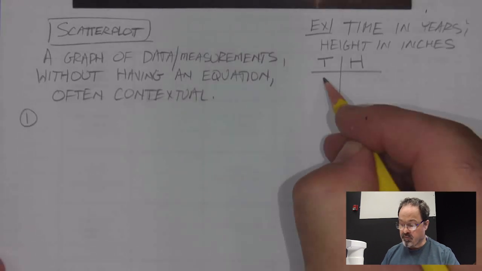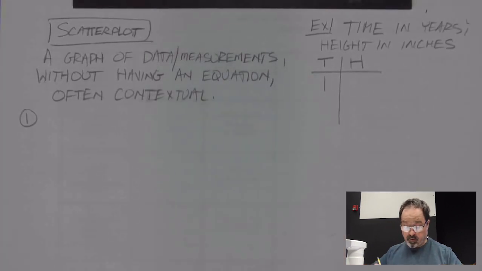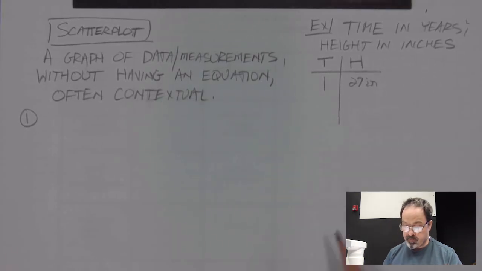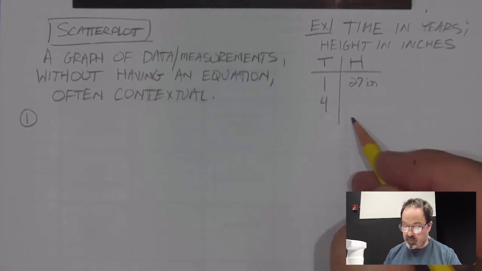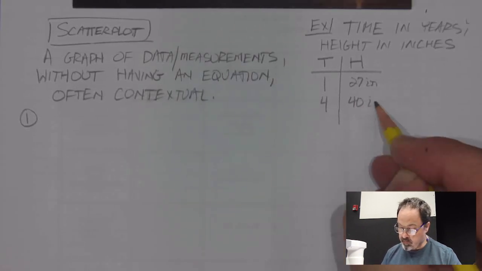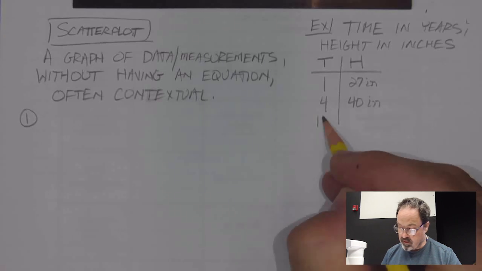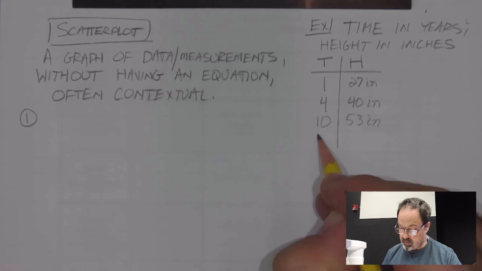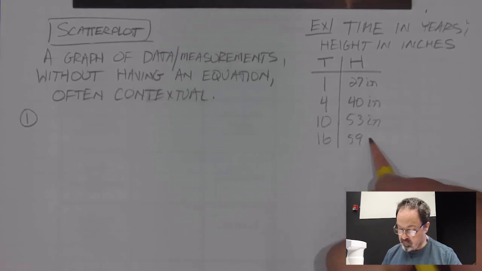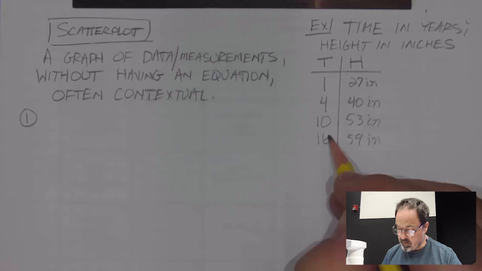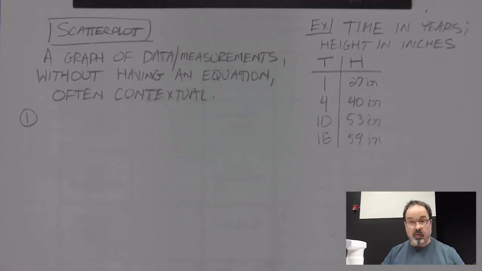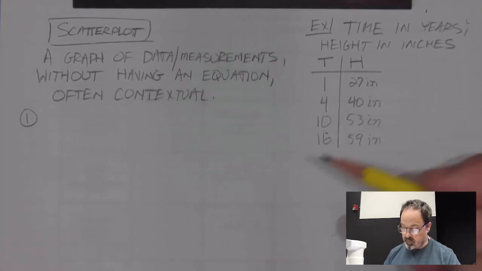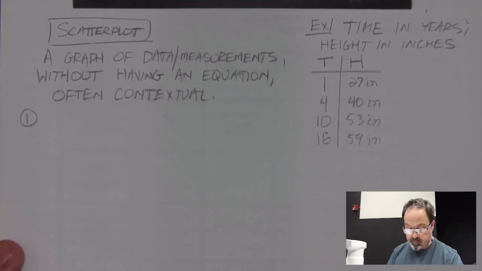And this could be measuring the height of an individual. So when they're 1 year old, a little baby, it's 27 inches in height. And at 4 years, when time is 4, we might make a measurement of 40 inches. 10 years, 53 inches. 16 years, 59 inches. This is roughly the growth of a human being. I don't know how accurate it is, but it resembles the growth of a human reasonably well.